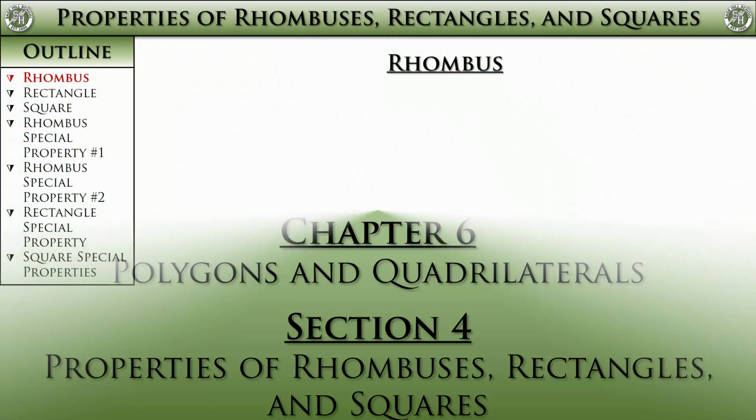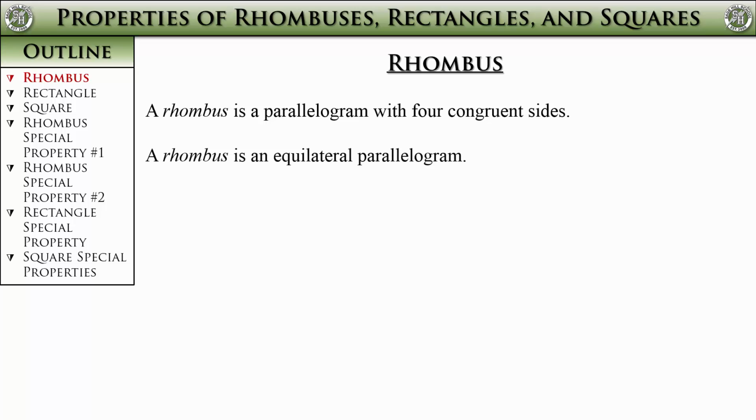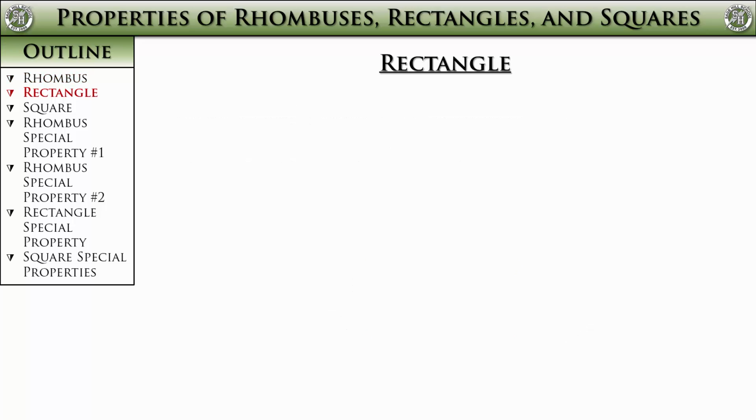A few vocabulary items to get out of the way. The first special parallelogram we are covering is a rhombus. Here is the definition. A rhombus is a parallelogram with four congruent sides. Another way of saying it is, a rhombus is an equilateral parallelogram. This is what it looks like. Please don't call it a diamond. That's just so wrong.